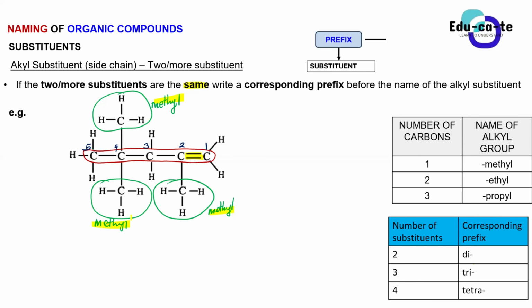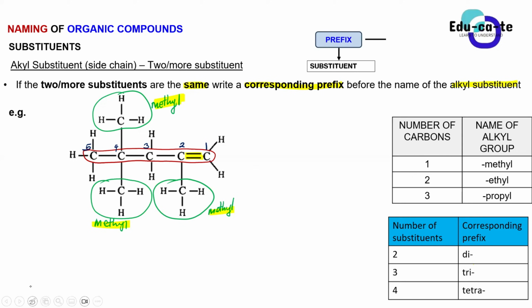Now, I told you guys that if you have substituents that are identical, you must first write a corresponding prefix before you write the name of that alkyl substituent. For example, here, the name is methyl indeed. But first, tell us how many they are using a prefix. Where do you get that prefix, guys? You just look at it from this table.